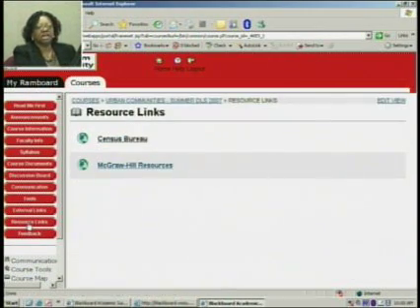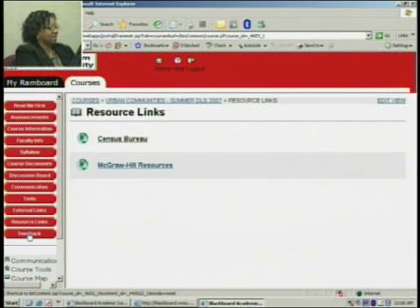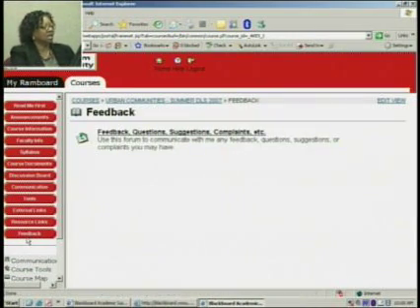Under the resource links, I've just included those again as the Census Bureau and McGraw-Hill. You will find that several times during the course there are redundancies, but that's because I'll have several links for you to visit, hopefully at the point that you need them most. And of course the feedback link. And that's the most important one if you're interested in discussing the comments or complaints, etc., about the class.